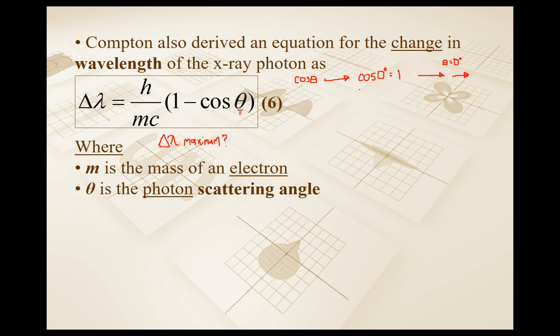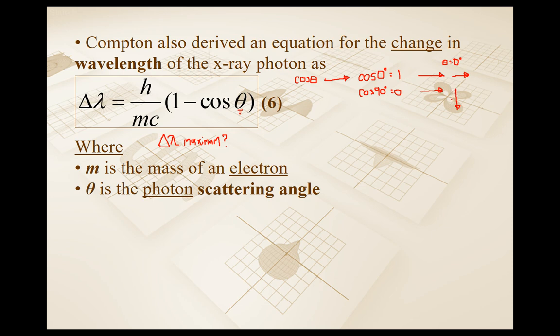Well, how about cos of 90? Cos of 90 degrees would be 0. So that would be 1 minus 0, which is just 1. Then the change of wavelength would be h over mc. That would be like if the photon was fired here, and then after the collision, it went at a 90-degree angle to where it was going.